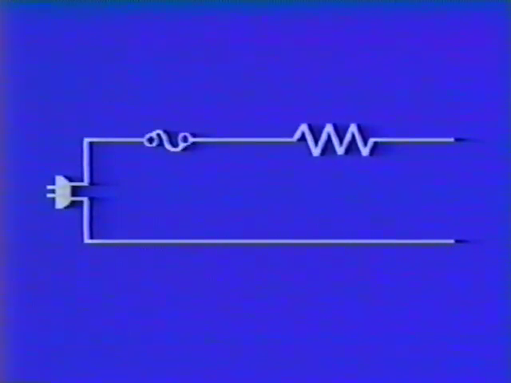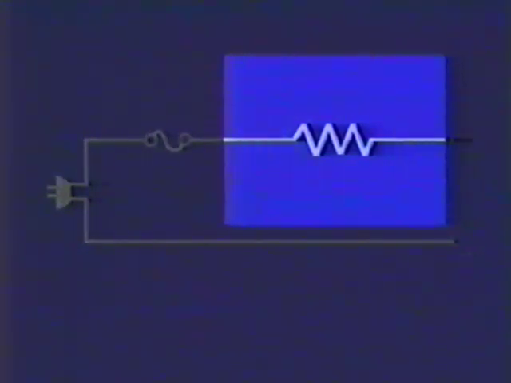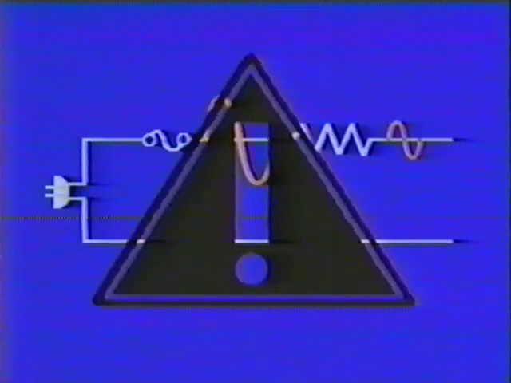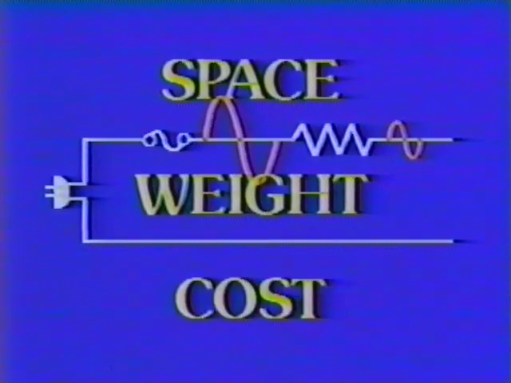Some products use a transformerless supply, like the one shown here. This supply reduces the line voltage by placing a resistor in series with the signal processing circuitry. This resistor simply drops the voltage to the value needed. One obvious disadvantage of this technique is that the set is not electrically isolated from the power line. The advantages of the transformerless design are in the space, weight, and cost savings compared to using a power transformer.